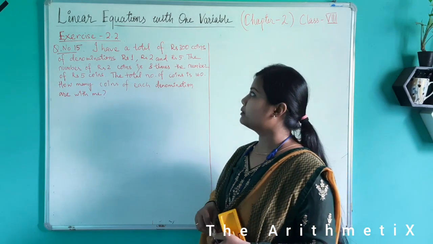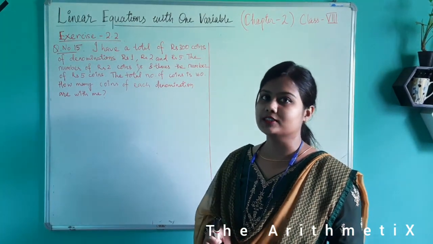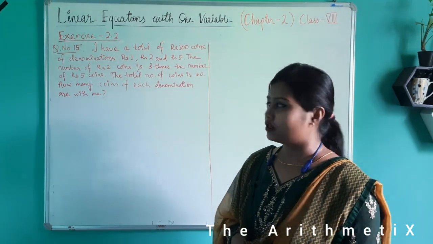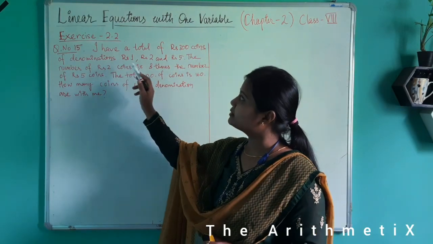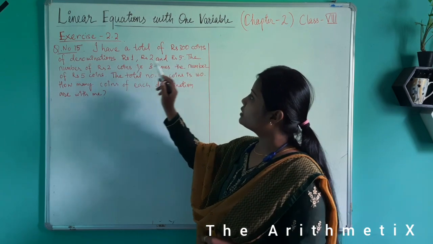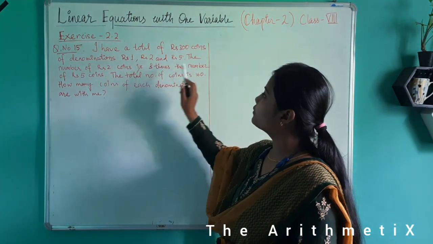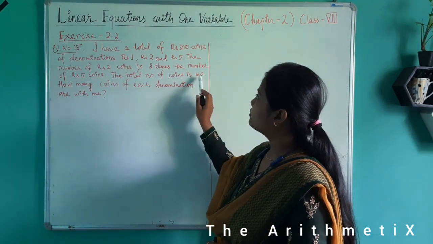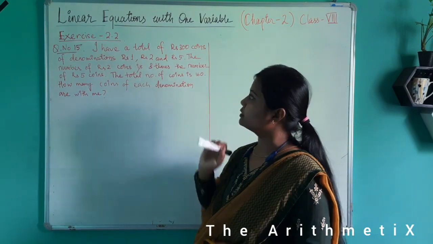Welcome to question number 15 of exercise 2.2 of linear equations of class 8. Let us discuss the question and try to solve. I have a total of rupees 300 in coins of denominations rupees 1, 2 and 5. The total number of rupees 2 coins is 3 times the number of rupees 5 coins. The total number of coins is 160. How many coins of each denomination are with me?